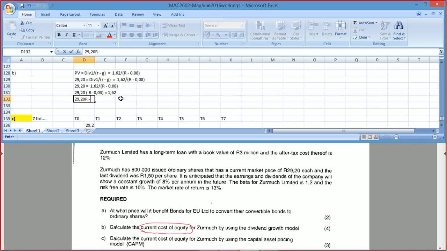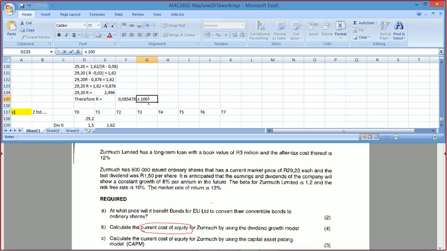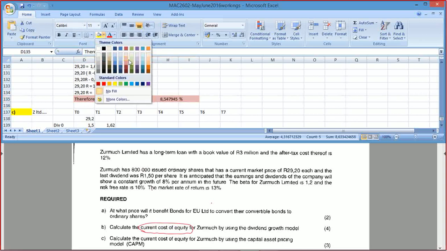29.20 R minus, on the calculator, 29.2 times 0.08 gives you 0.876, equals 1.62. So 29.20 R equals 1.62 plus 0.876. So therefore R equals this divided by 29.20, which is 0.0854, times 100 equals. That's what they're actually asking you for. That's the right answer to B. So that's B.